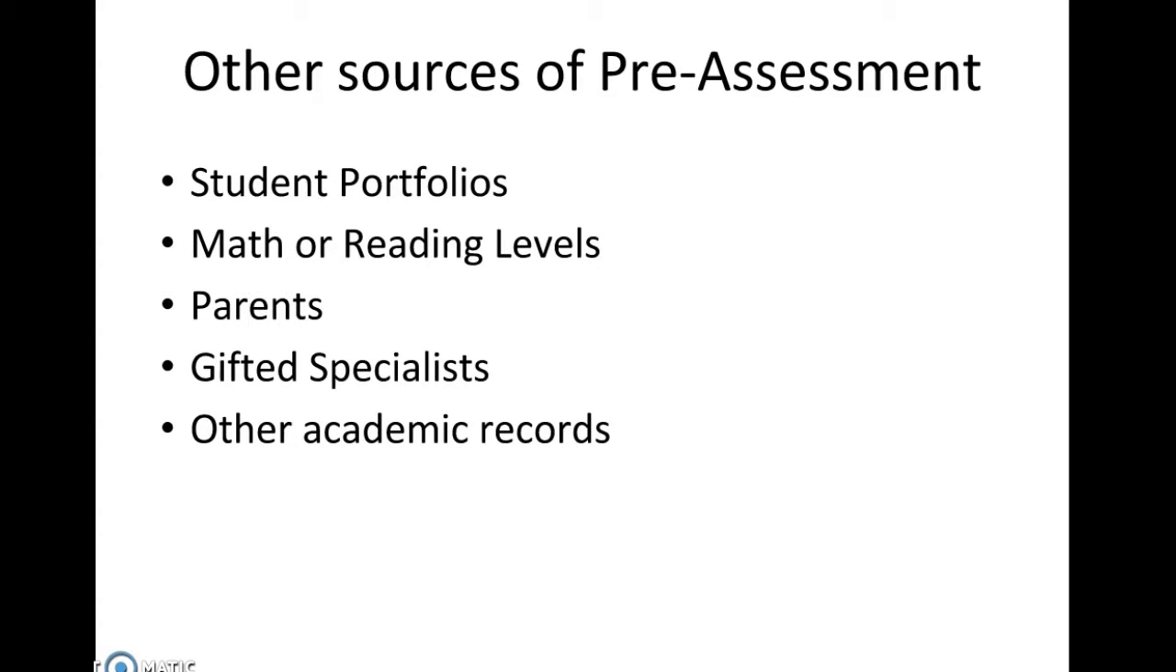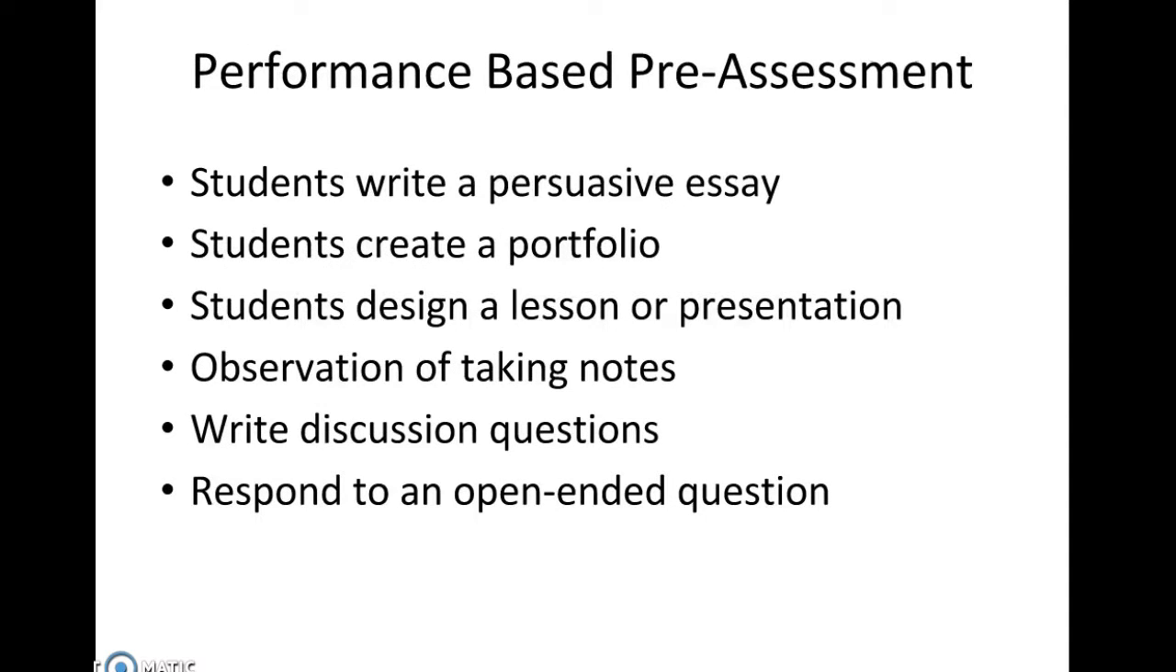Some sources of pre-assessment that you could use besides just a normal pre-test are student portfolios. We could look at their math and reading levels. You can talk to their parents. They would often have insight into what students already know about a topic. If you have gifted specialists at your school who often work with these students, you can also talk to them. And then other academic records that show they might be ready to move on and are working at an advanced level.